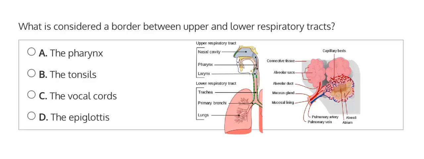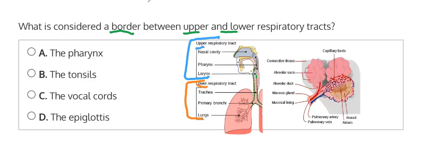What is considered a border between upper and lower respiratory tracts? So when the question is stating border, think of something that separates or divides up the upper and the lower respiratory tracts. So we want to separate out here. These are all of the parts of the upper respiratory tract, and then below we'll pick a different color. This is all part of the lower respiratory tract. So lower and then upper.